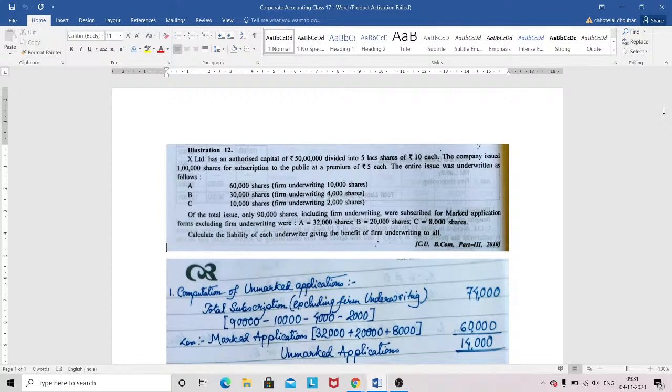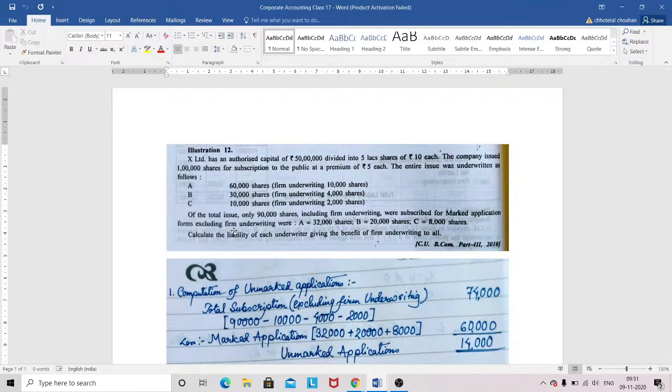Here lies a very important thing. Your 90,000 is actually including firm underwriting, and your marked application is excluding firm underwriting. What I have told you, that it can't be different. If it is including, then both of them are including. If it is excluding, both of them will be excluding. Excluding থাকলে দুটোই excluding থাকবে, including থাকলে দুটোই including থাকবে. But here 90,000 shares is including firm underwriting, and marked application is excluding firm underwriting. So you can't compare them until and unless you adjust.